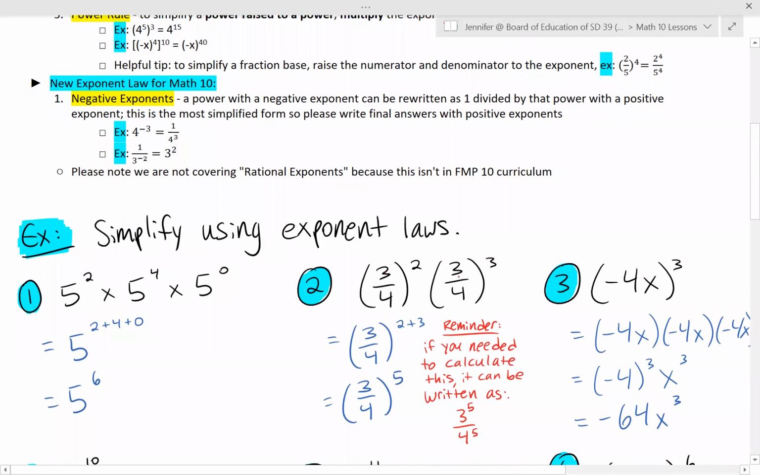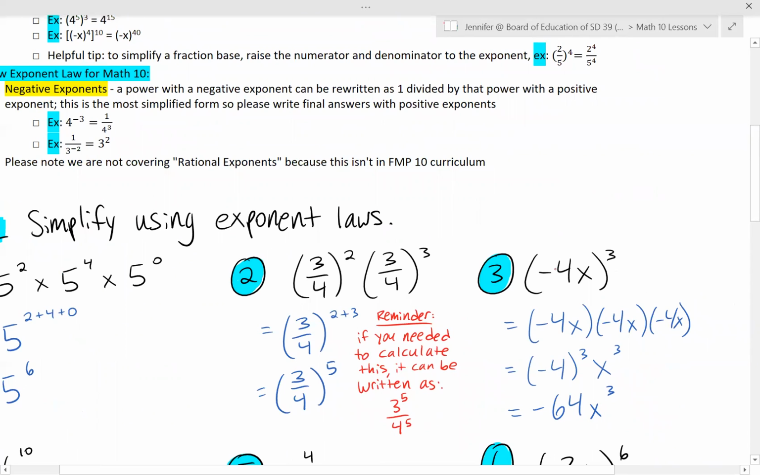Same thing here, we've got the same base of 3 over 4, so we're going to add the exponents together. And I just put a little reminder that this is simplified enough for our question, but if you wanted to calculate this, it can be written as 3 to the 5 over 4 to the 5. You can just bring that exponent into the fraction.